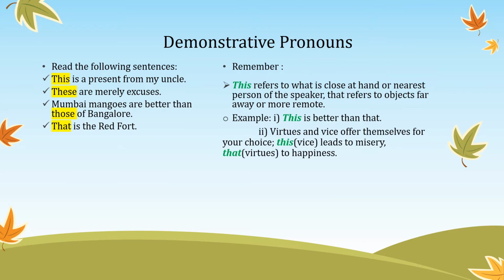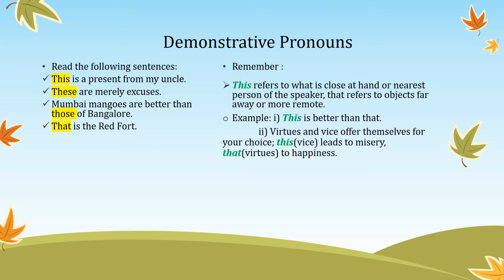Again an example: virtues and vice offer themselves for your choice. Vice, like this, leads to misery and that leads to happiness. Now virtues and vice, these are the two words which are given more importance in this sentence. So here this leads to misery, that to happiness. So this means something which is nearest to us. So which is the nearest word to this here? It is vice.